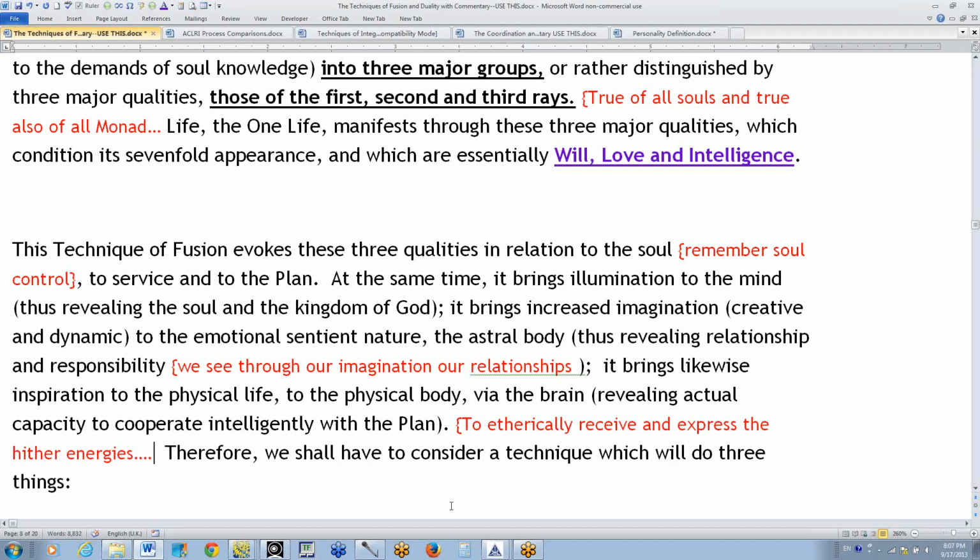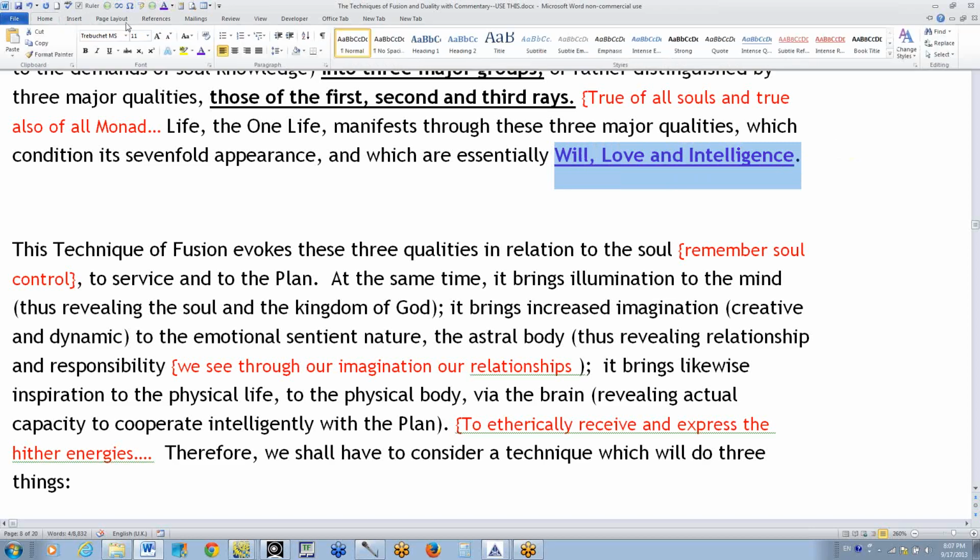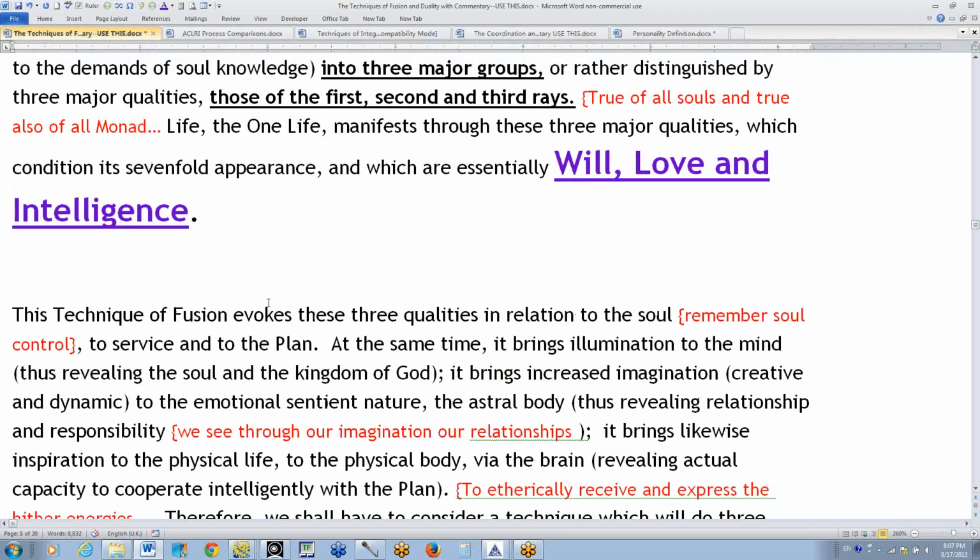Therefore, we shall have to consider a technique which will do three things. Okay, so the technique of fusion evokes these three qualities: will, love, and intelligence. Maybe worth expanding a little bit. Okay, will, love, and intelligence.